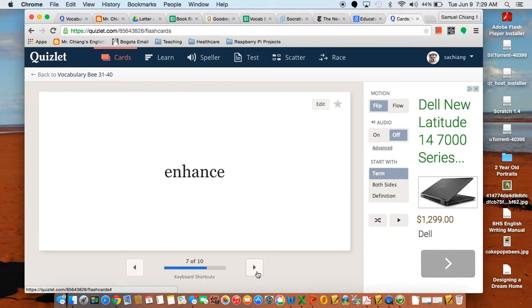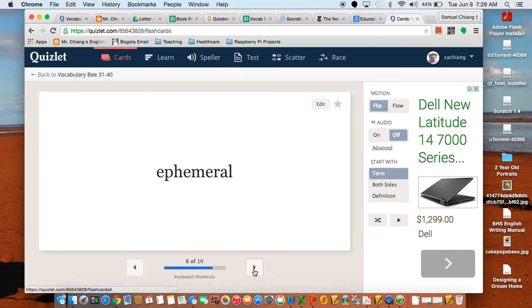Next, enhance. Enhance means to improve or make better. All right, to change for the better. And a lot of times we enhance our work to make it better. You'll see this word used quite often nowadays when they refer to sports, when athletes try to enhance their performance in sports. Oftentimes they'll take steroids or what they call performance enhancing drugs. So they're taking drugs to make them improve their performance. Okay, so when you think of enhance, you should think of improving.